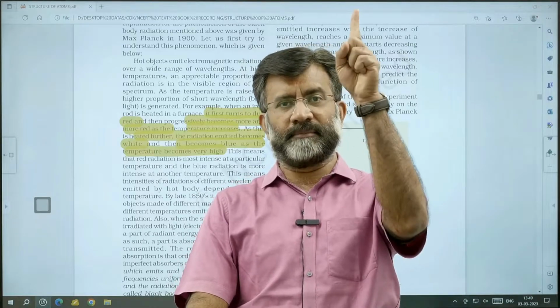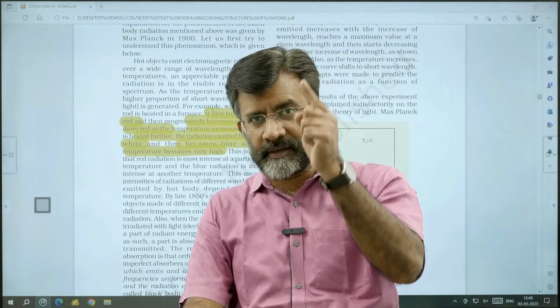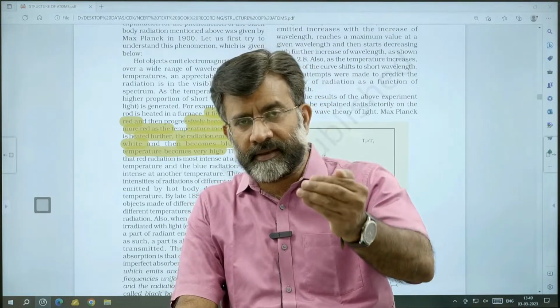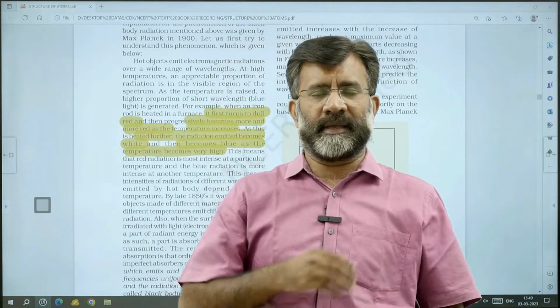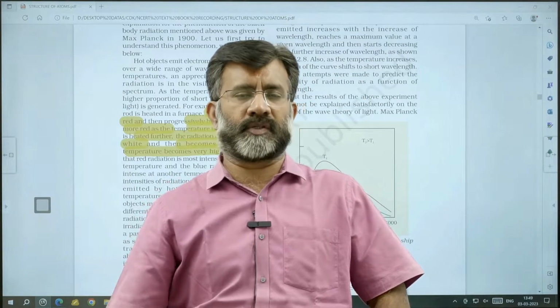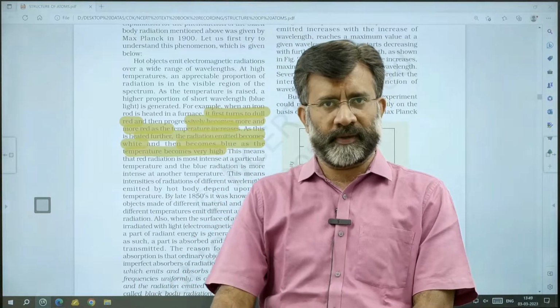At a high temperature, you are getting blue, which means as the temperature increases, the energy of the system increases, and the emitted energy is also increasing. So the emitted energy and its frequency change as a function of temperature. This is not explained by any classical theory, right?